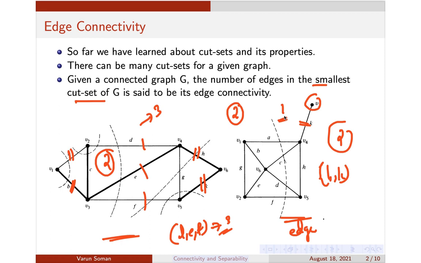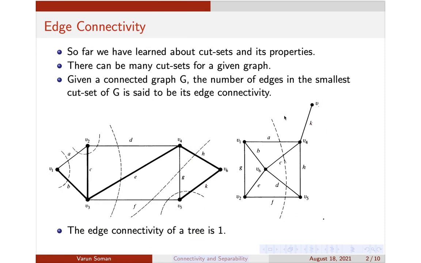Similar to edge connectivity, you have another concept which is called vertex connectivity. Before we come to that, we can also say that the edge connectivity of a tree is always 1. Why? Because in a tree, you know that it's minimally connected. If you just remove one edge, it will automatically become disconnected. So the edge connectivity of a tree is 1.